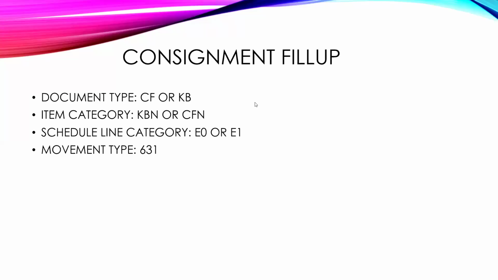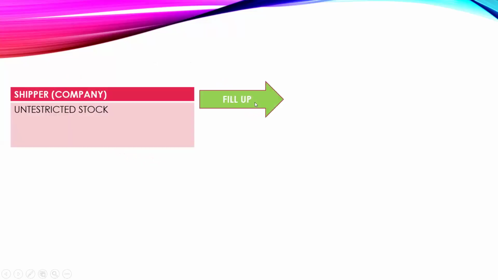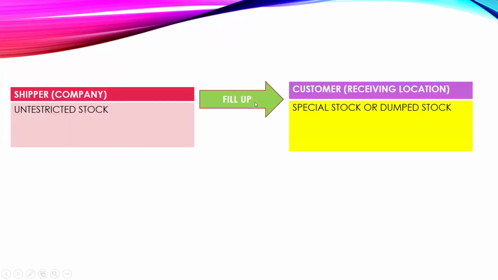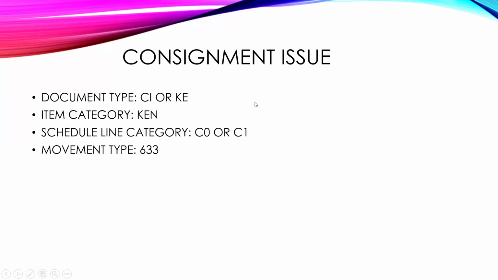In the previous session, we saw consignment fill up, from unrestricted stock to the stock filled up at the customer location. Next, we're going to see consignment issue. Whatever stock was dumped or is available as special stock will be utilized by your customer.